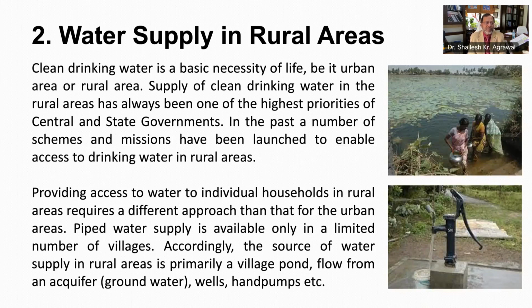Piped water supply is available only in a limited number of villages. Accordingly, the source of water supply in rural area is primarily a village pond, flow from an aquifer, that is groundwater, wells, hand pumps, etc.